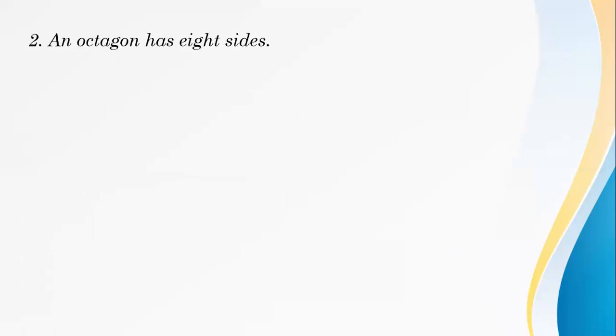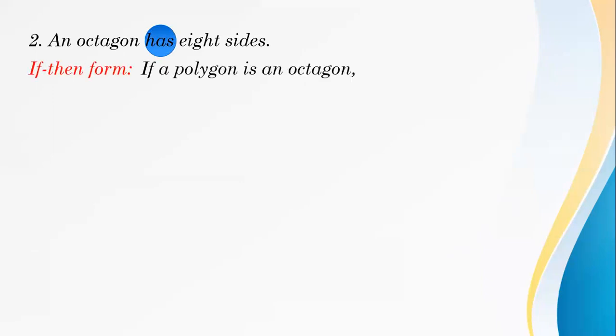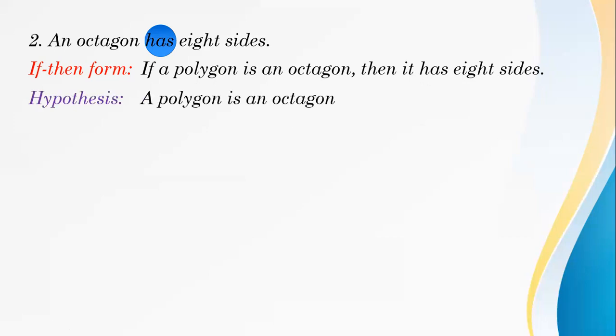Next, we have number 2. An octagon has 8 sides. Your helping verb, has. So therefore, if-then form, if a polygon is an octagon, so we add polygon. It can also be figure or shape because we are talking about an octagon. If a polygon is an octagon, then it has 8 sides. Hypothesis, a polygon is an octagon. We have the conclusion, it has 8 sides.